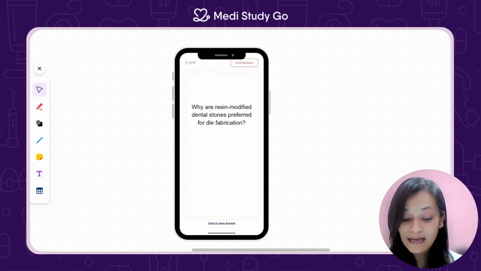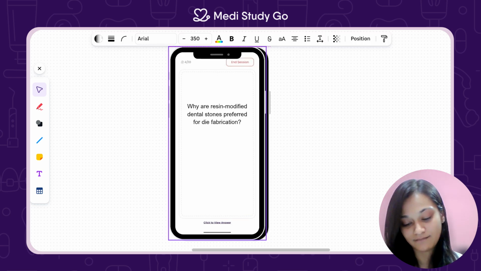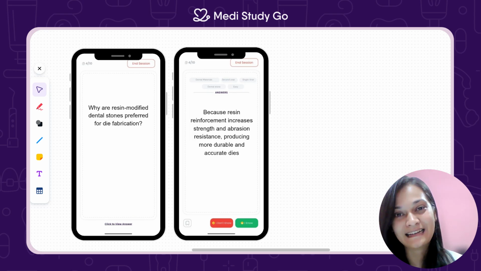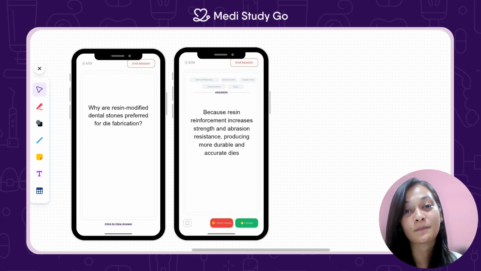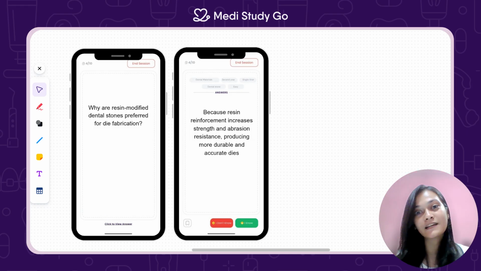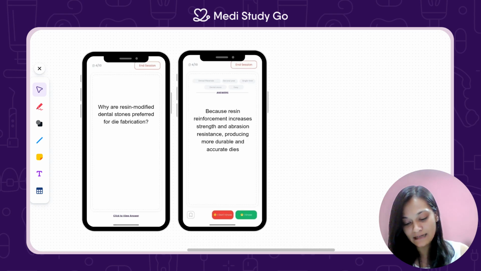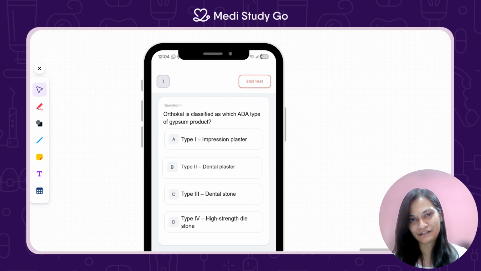So, why are resin modified dental stones preferred for die fabrication? Nothing but because they are resistant to indentation. Again, placing the cap multiple number of times and removing it will just lead to indentation. And to avoid these, we incorporate fillers or resins. So it makes it more durable and gives a very accurate die that will not abrade or have indentations. Wonderful. A very easy question.